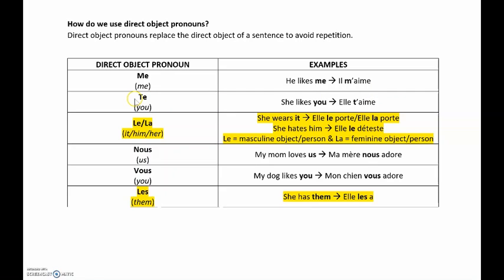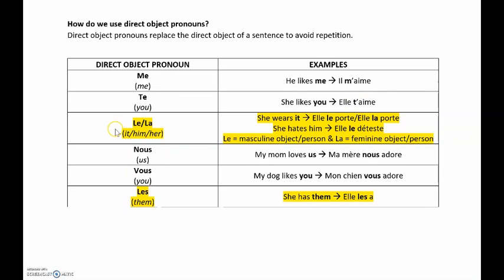So the next one here is te, which means you. If I wanted to say she likes you in French, it would be elle t'aime. My direct object pronoun right there. Te is shortened to t' because my verb starts with a vowel. That's why I've combined them.